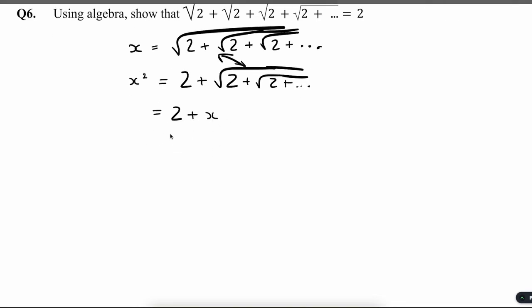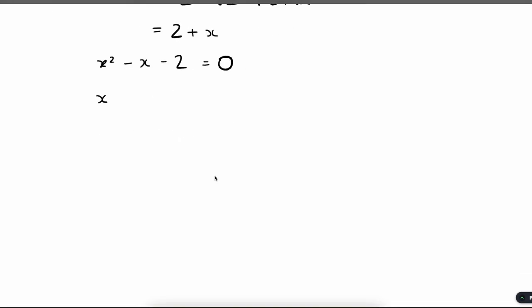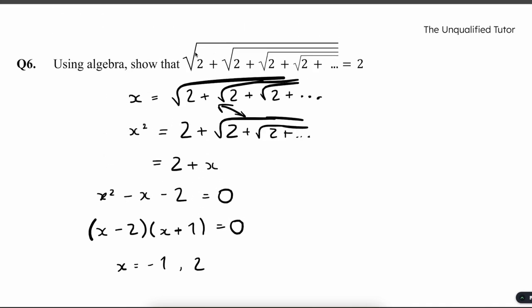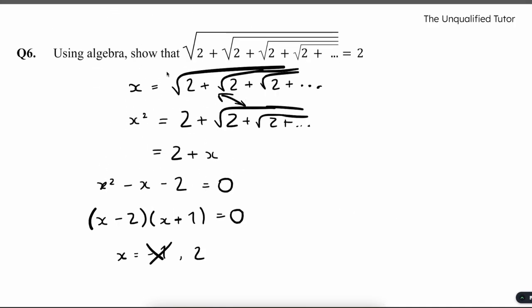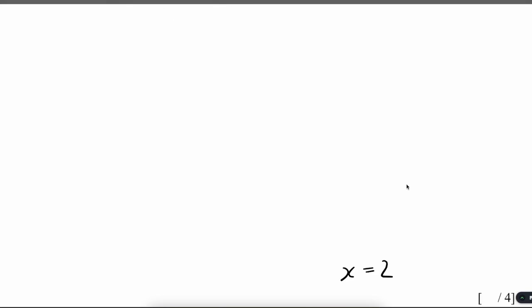So we can subtract this onto one side, and we get x squared minus x minus 2 equals 0. So we can factorize this into x minus 2 and x plus 1, which tells us that x equals minus 1 or 2. And if you look at this up here, there's no plus minus symbol above here, so we're just going to take the positive value and say that x equals 2, and x also equals that, therefore we've proven the original statement.